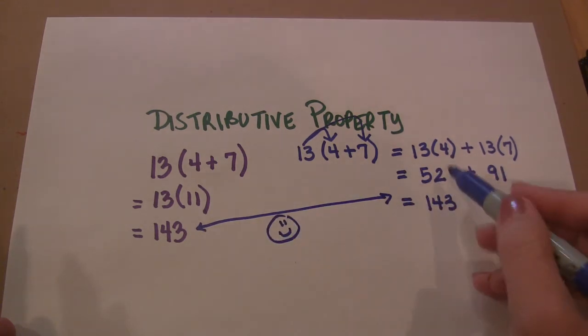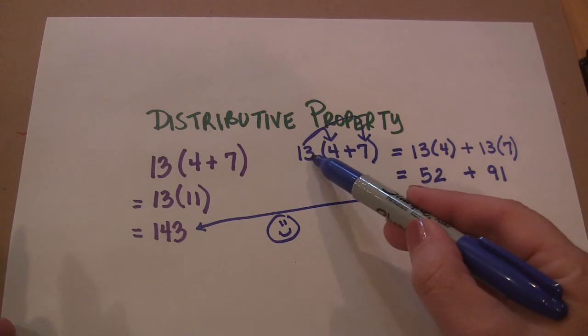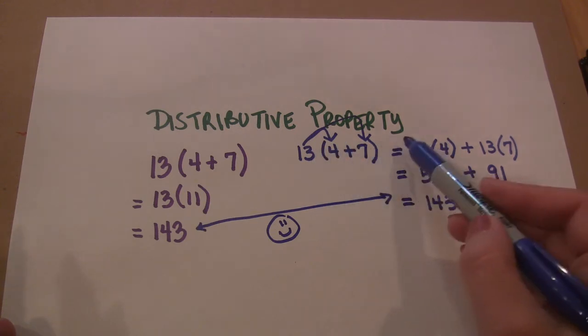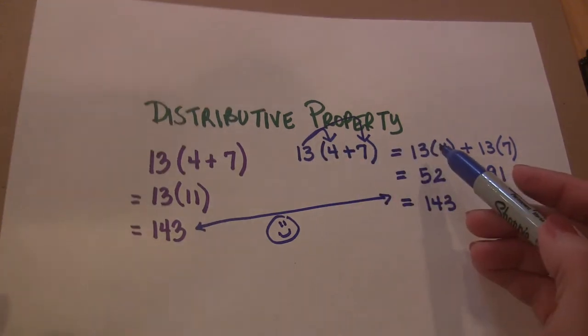This is using the distributive property. You're distributing your number 13 over what's in parentheses. Now you're probably saying to yourself, why in the world would I want to do that? Well, you probably wouldn't in that particular situation. But you could if you wanted to, which you probably don't. But still, you could do it.